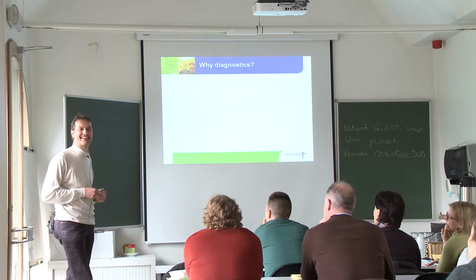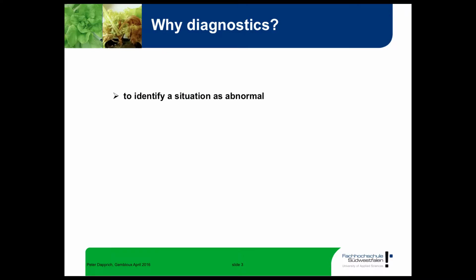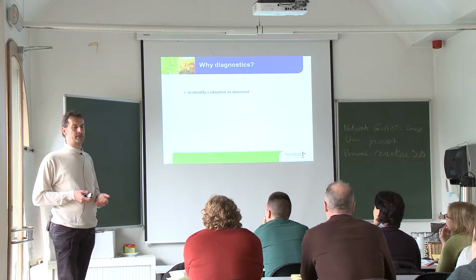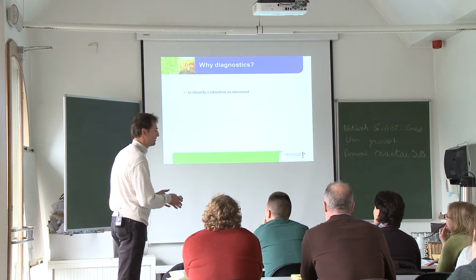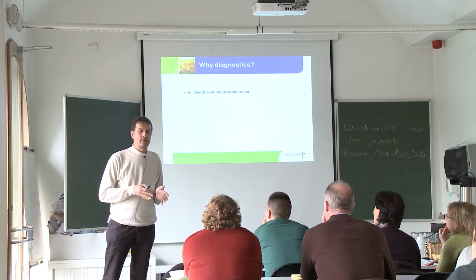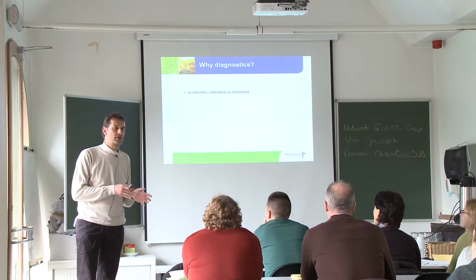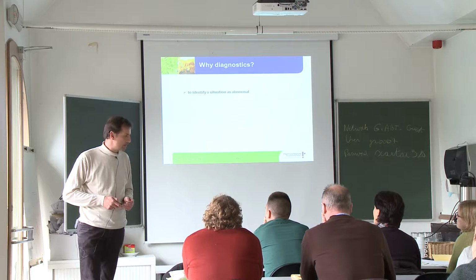Well, let's see. First, we have to identify a situation as abnormal. What is abnormal? Or on the other hand, when does a plant grow normally? In what system? A plant in soil, somewhere outside, might express a different phenotype than a plant in a greenhouse or a plant in a hydroponic or aquaponic system.